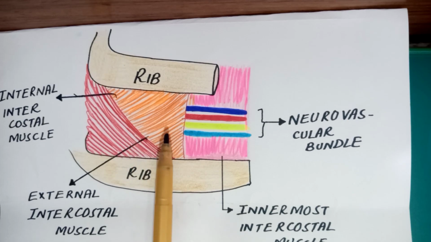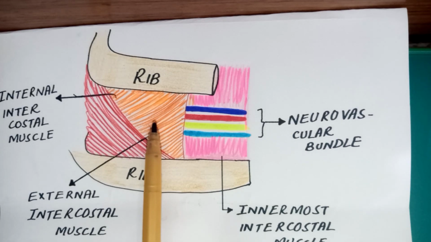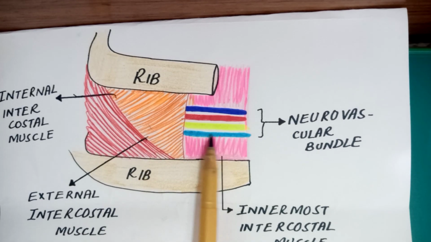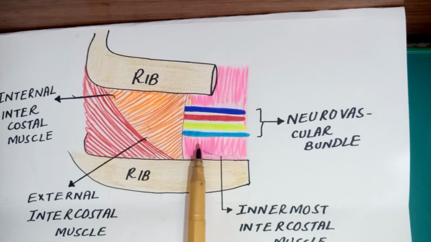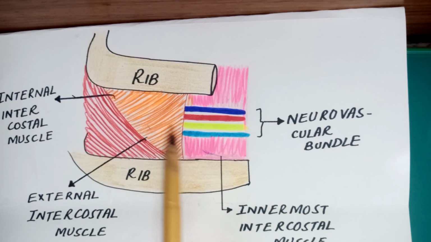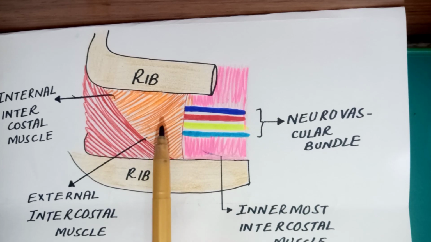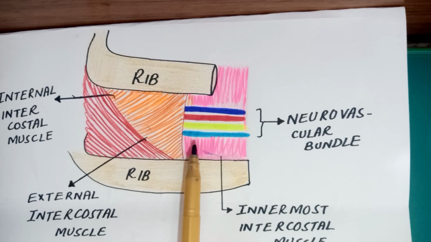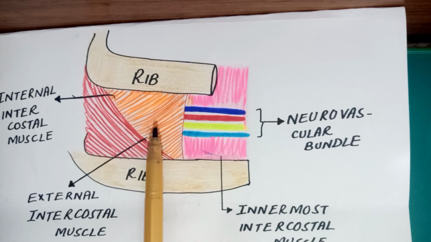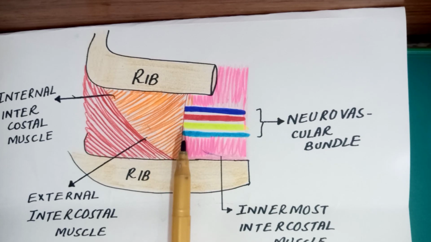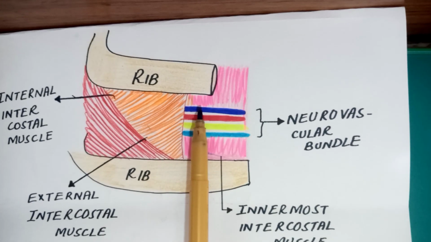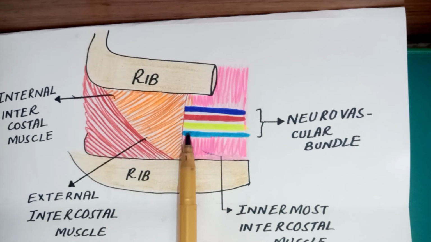Now you can see here that between the internal intercostal muscle and the innermost intercostal muscle, with pink color, there lies a neurovascular bundle. In between the innermost intercostal muscle and the internal intercostal muscle, there lies a very important structure, that is the neurovascular bundle. This neurovascular bundle contains the intercostal vein, intercostal artery, intercostal nerve and the intercostal lymphatic.